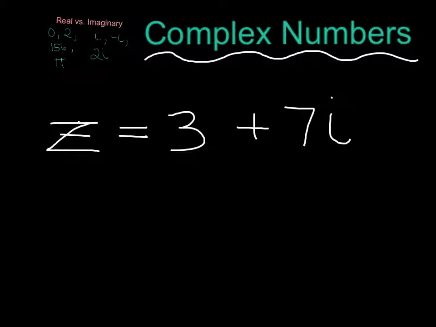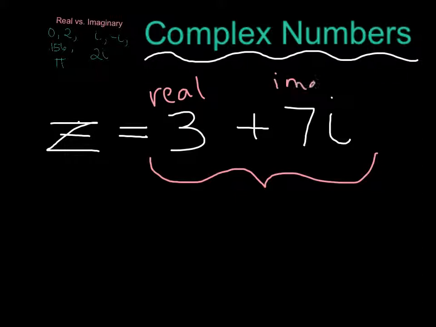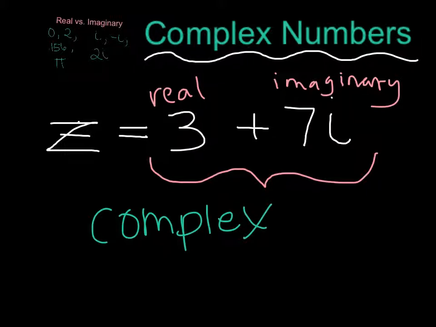These numbers that we have can never be added together because you can't combine a real number with an imaginary. Therefore, these are known to us as our complex numbers.